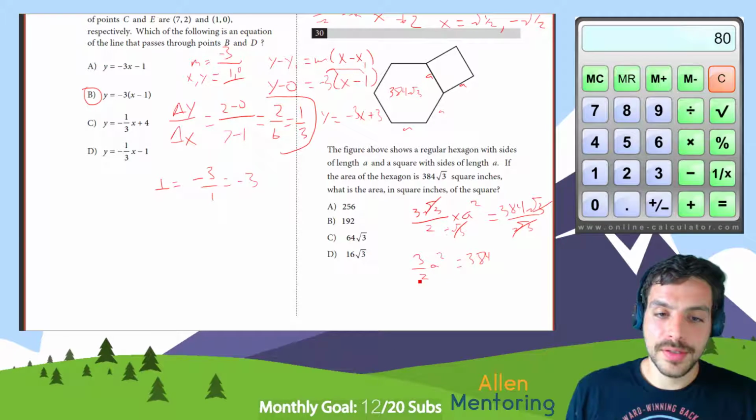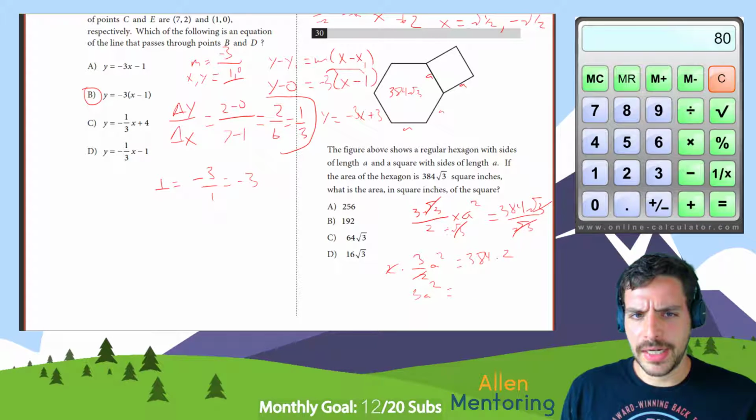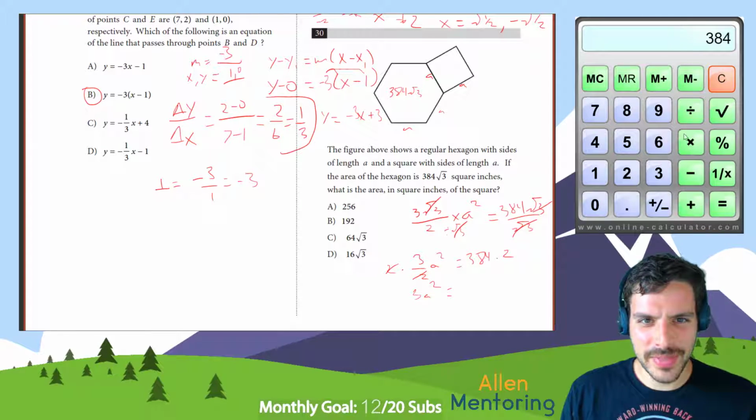We see we have a division of 2 here, right? We're dividing by 2. So what's the opposite of that? We're going to multiply by 2. So 2 divided by 2 cancels out. So 3a squared is equal to, what's 384 times 2? Don't want to make any simple mistakes here. 384 times 2 is 768. And we're going to divide that by 3. So a squared is equal to 256.